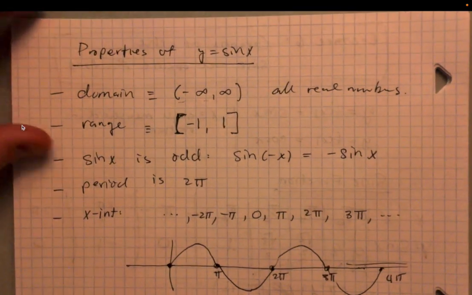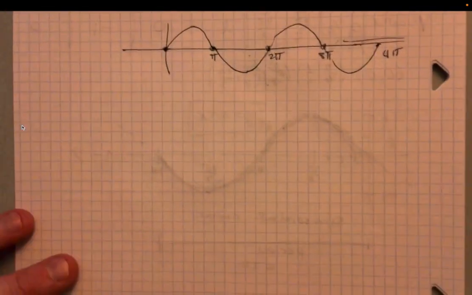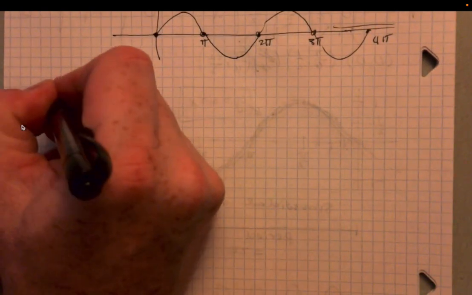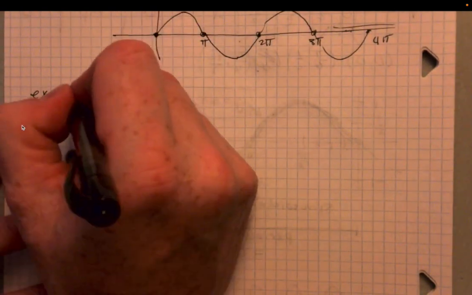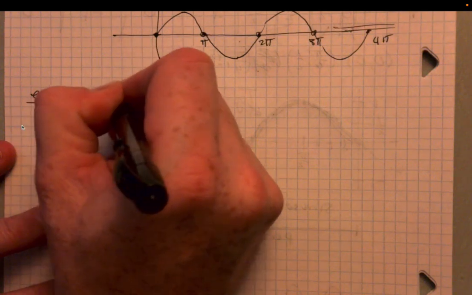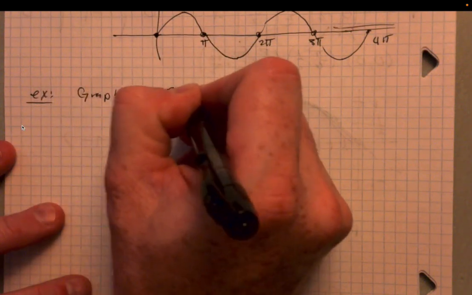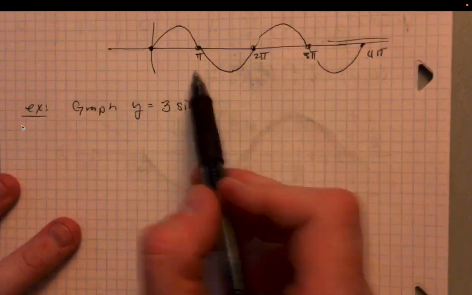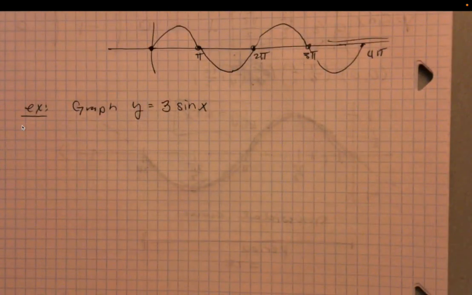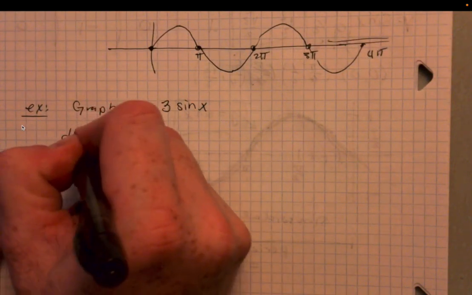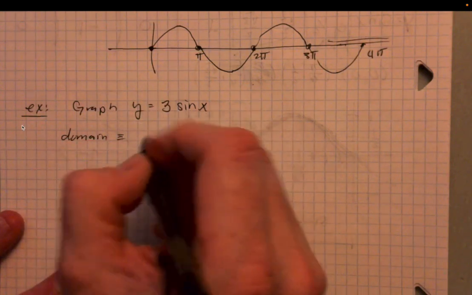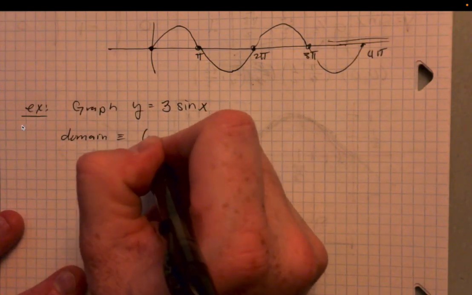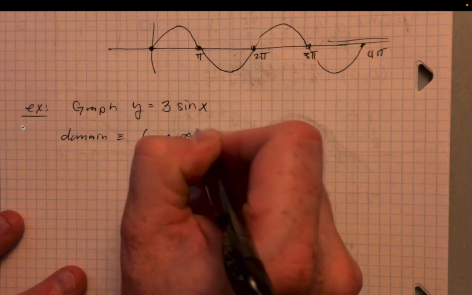Okay, let's do an example where we try to plot this thing, right? And so to make it a little more interesting, let's try to graph y equals 3 sine of x. Okay, so this is an example where we're going to change the way the graph looks a little bit. It's still going to have the basic characteristic here, but it's going to be stretched a bit. All right, and so the domain doesn't change. Nothing changes here in the domain. It's negative infinity to positive infinity.